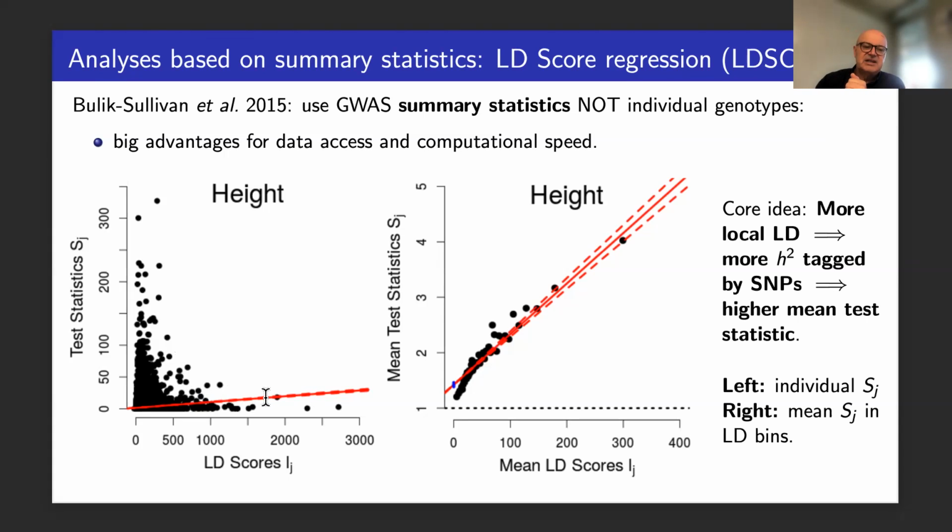The effect is much easier seen if you bin the SNPs, and so that's the picture on the right, and I think that corresponds roughly.